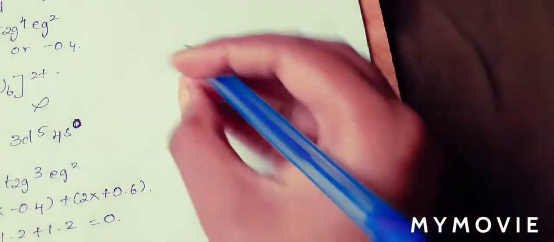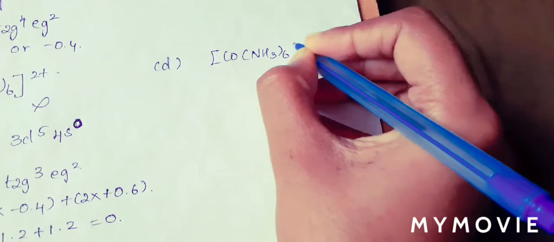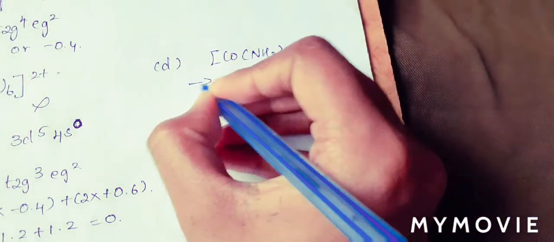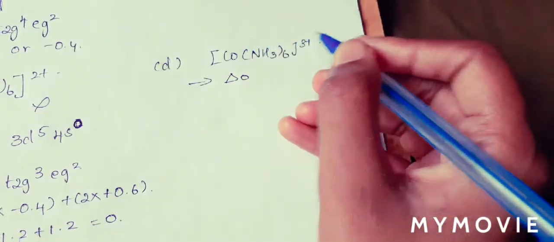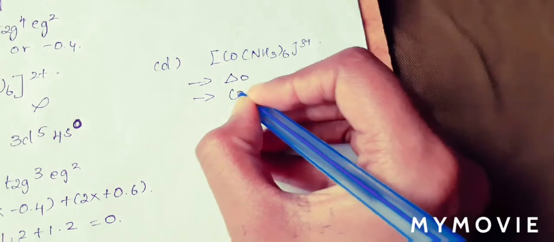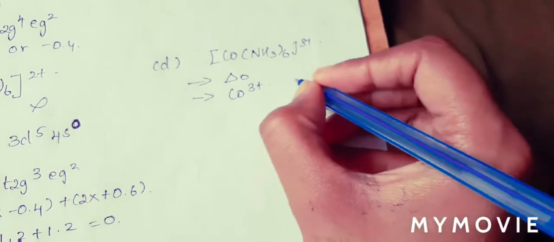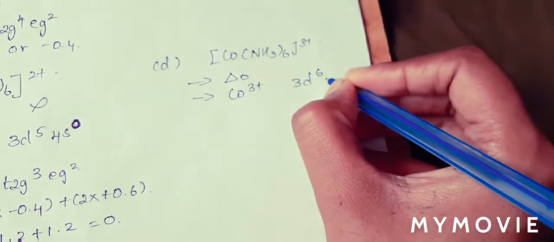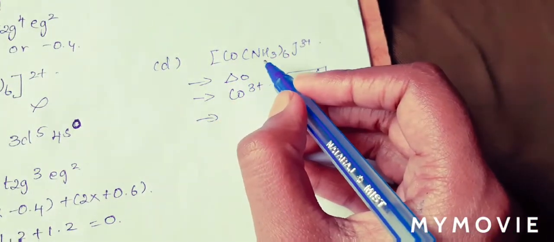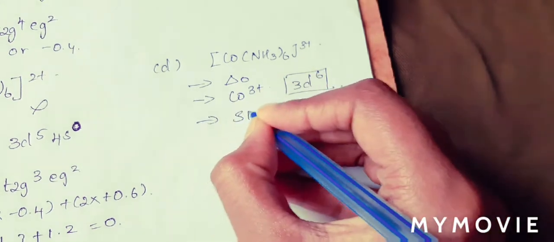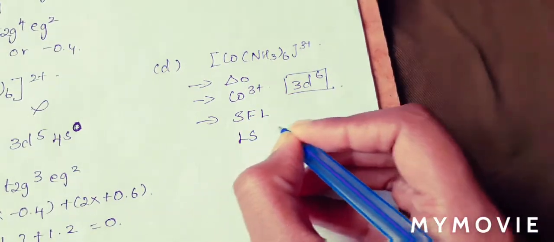Now the last option, option D, which is Co(NH3)6 3 plus. Again, it's an octahedral complex, and the value of ammonia is also 0. So cobalt will exhibit plus 3 oxidation state. It's the same after this, but the only thing that you should notice is, I'm writing 3d6 because it's losing 3 electrons. The only difference here is ammonia is a strong field ligand. Since it's a strong field ligand, it is going to form a low spin complex.